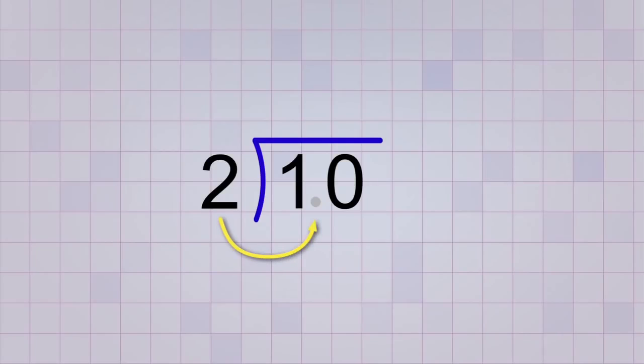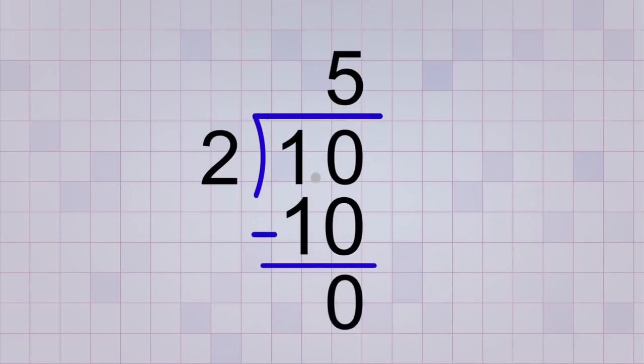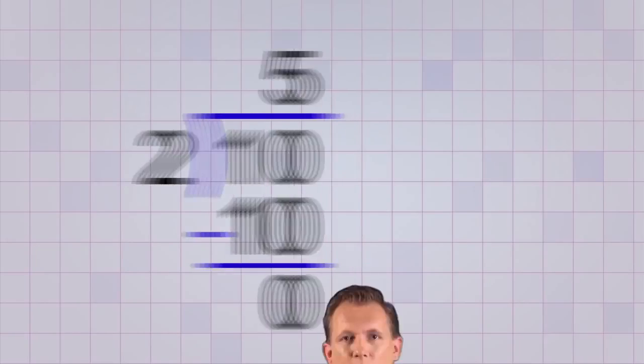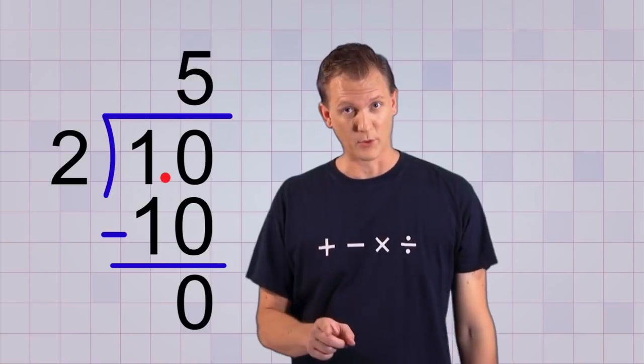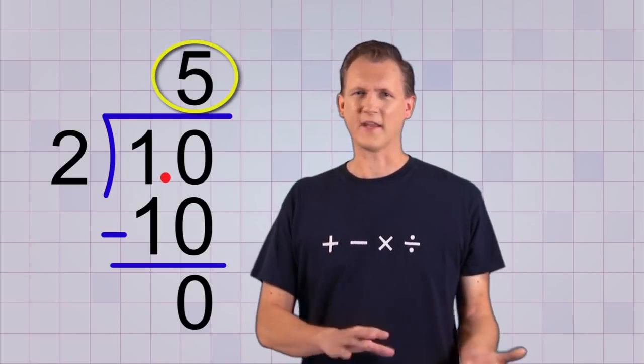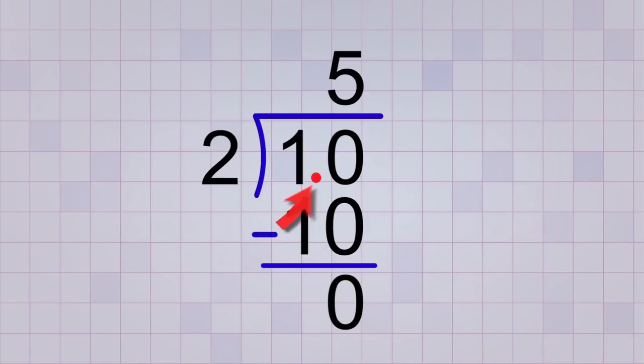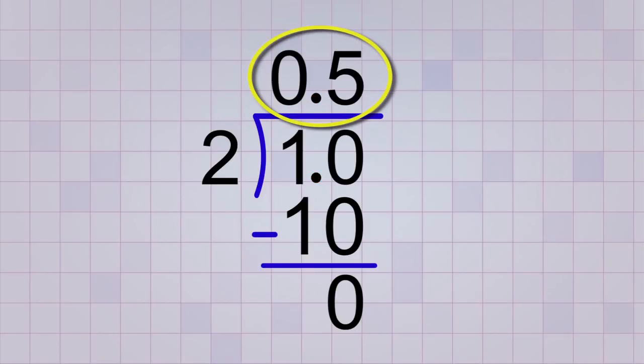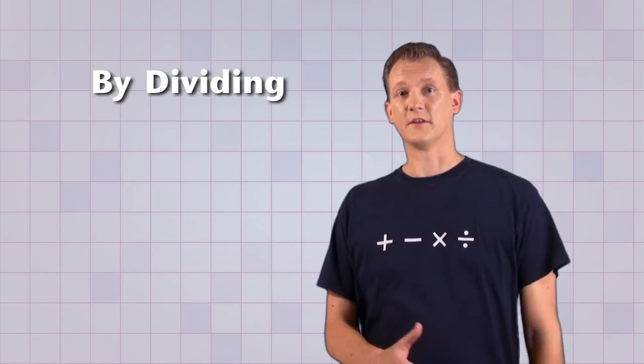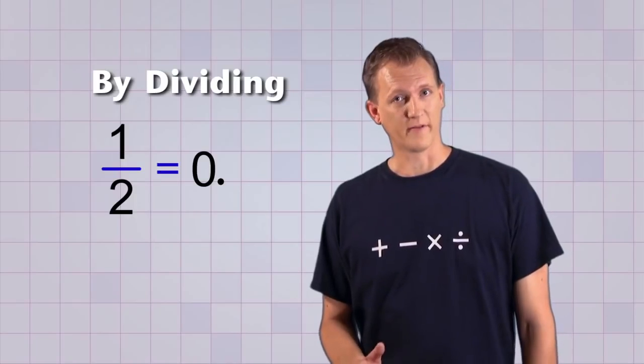So 2 will go into 10 5 times, because 5 times 2 equals 10. And that leaves no remainder. So we're done, right? Not so fast. We've got that decimal point to deal with. And we know that 5 can't be the answer because 5 is bigger than 1/2. We just need to include the decimal point in our answer for it to be correct. We put it directly above the decimal point in our problem. There. Now our answer is 0.5, or .5, which is the more proper way to write it. So by dividing, we figured out that the decimal value of 1/2 is 0.5.